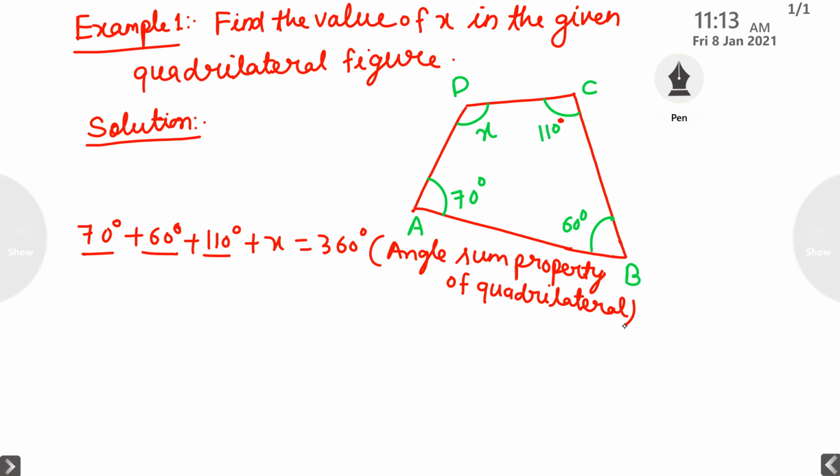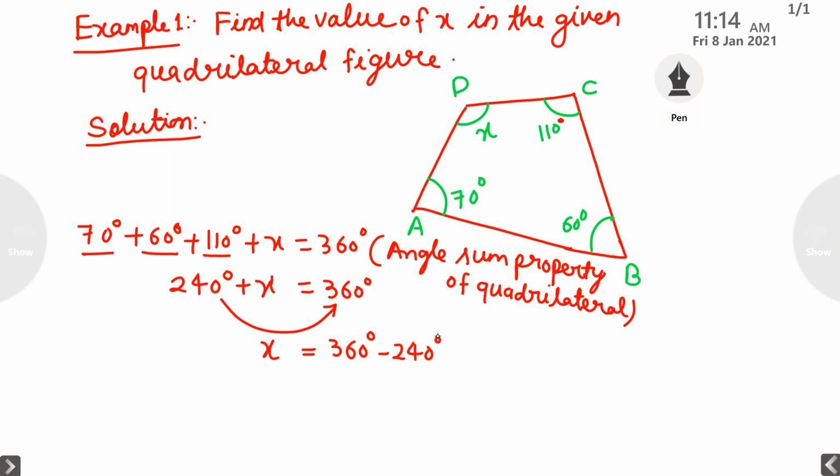Angle sum property of quadrilateral. Now 70 plus 60 plus 110 plus x equals 360 degrees. Now 70 plus 60 plus 110: 110 plus 60 is 170, 170 plus 70 is 240 degrees. 240 degrees plus x equals 360 degrees. Now 240 is constant, 360 is constant. 240 is saying my friend is on the right side, I want to go to the right side. X is saying okay, you can go to the right side, no problem, I want to stay on the left side only. X equals 360 degrees minus 240 degrees.